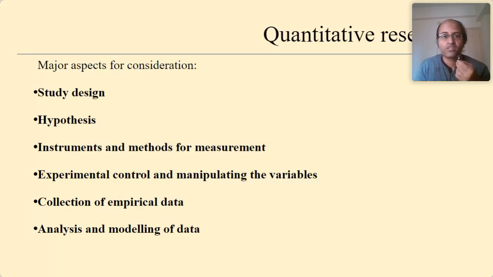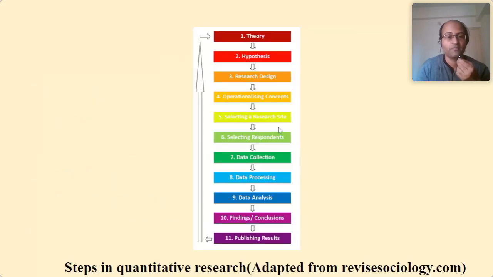Now, this is a flow chart which explains how we go about doing it. We first have the theory, which we work out. Then once we have the theory, we go for the hypothesis. We frame the hypothesis, then we do the research design. Once we have the research design, we work out the operational design of the research design for the proposed hypothesis and how to collect the data. So the various steps pertaining to this are presented here. Then we do the data collection, then the data processing and analysis, then the findings, conclusions, and the results.